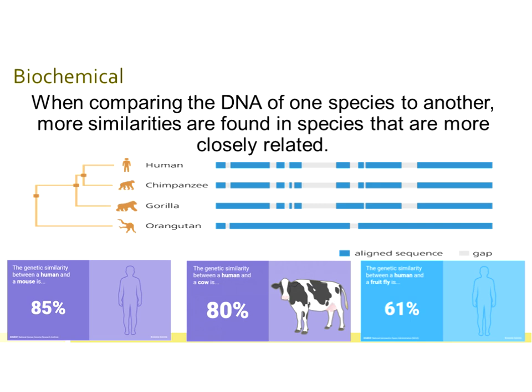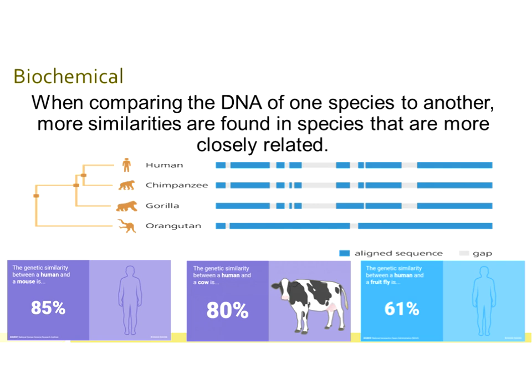And the last thing that we look at for evidence is the biochemistry. If you compare the DNA of species, then you will find that there are more similarities in species that are more closely related. So the more similarities we see in their DNA and proteins, the more closely related they are. The fewer similarities we find, the further down the chain it was when they had a common ancestor.